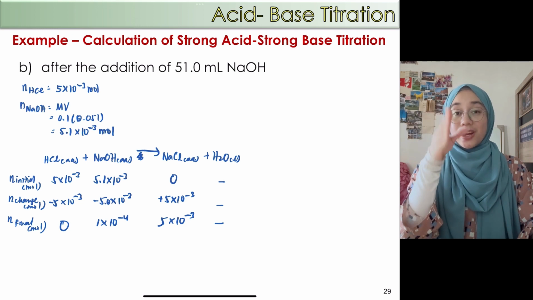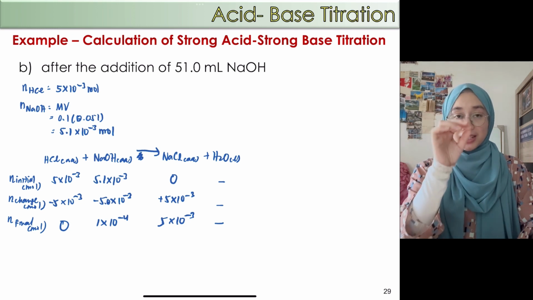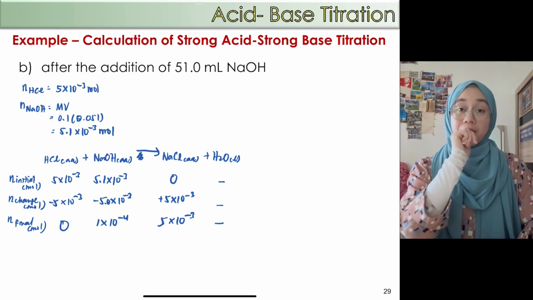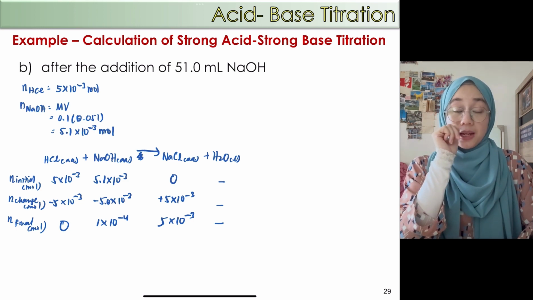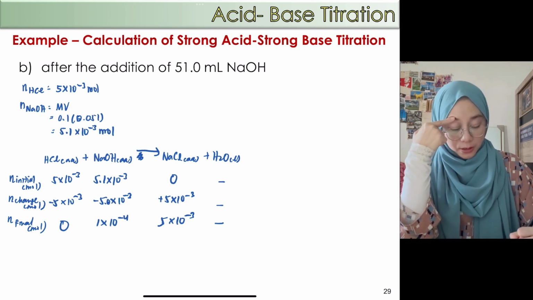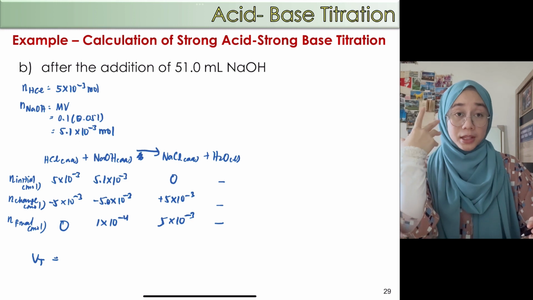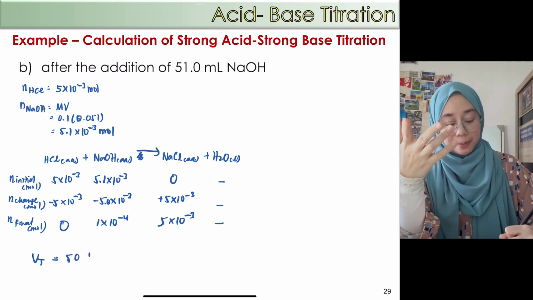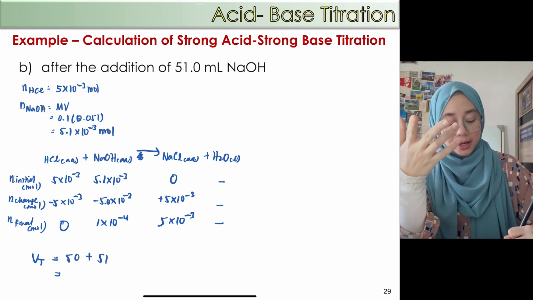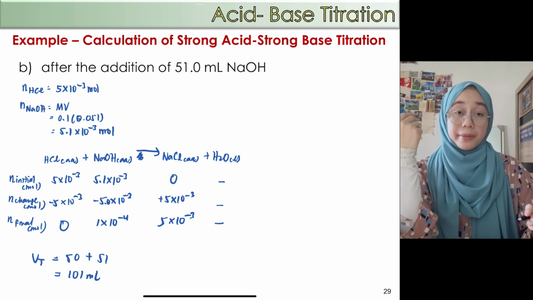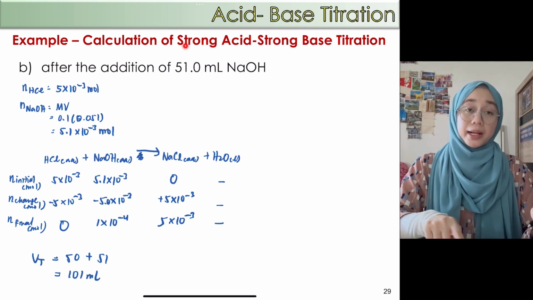In excess is NaOH. So since NaOH is in excess, we are expecting the pH value for this system now to be above 7 or below 7. It should be above 7. Okay, so now for the next part, class, the third one, we have to find the total volume. So the total volume now is 50 ml plus 51 ml. 50 comes from the acid, 51 comes from our base here earlier. This is the 51 ml here.